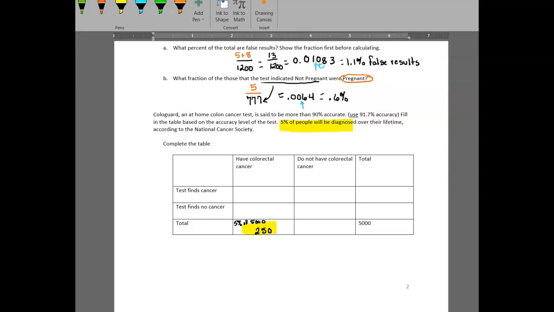All right, which leaves us 4,750 people that will not end up with colorectal cancer. We said that the test was 91% accurate. So that means 91% the test will find that they have cancer. And with 91.7%, the test will find that they do not have cancer. So that's the accuracy level. And so 0.917 times 250 will give us 229 people.